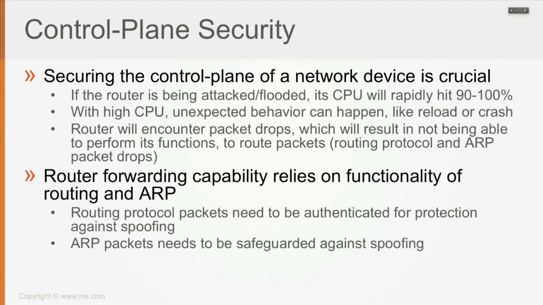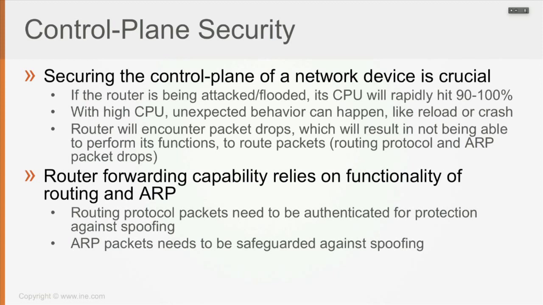Because the router forwarding capability, or the switching capability, or the firewall forwarding capability relies mainly on routing and ARP, because nowadays Ethernet is more and more present everywhere, you can imagine that if those two protocols don't work because of the high CPU, the whole network is going to melt down and nothing is going to work.